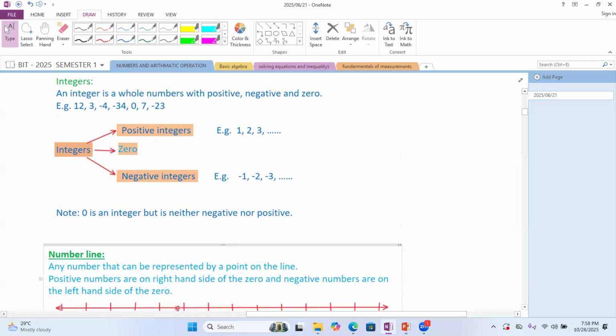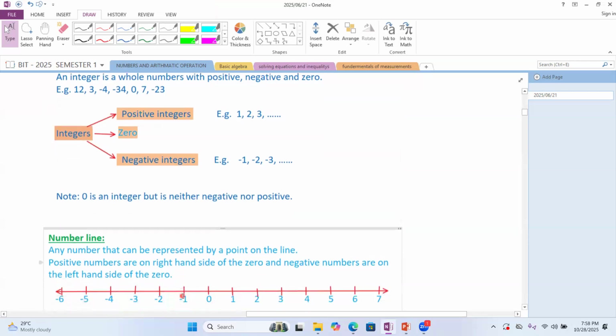Right? Positive numbers and negative numbers. Positive numbers are represented on the right hand side of the zero. How can we represent a number on the number line?